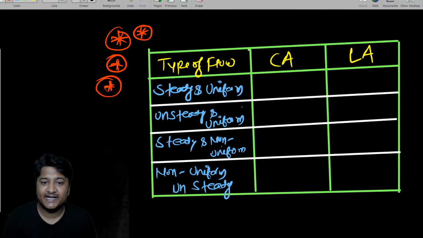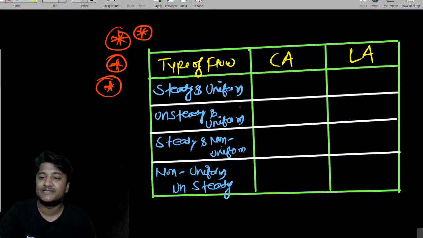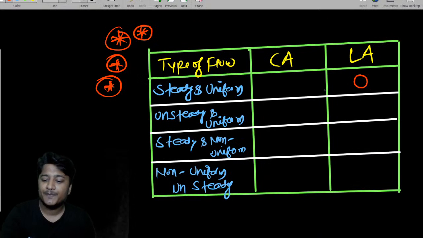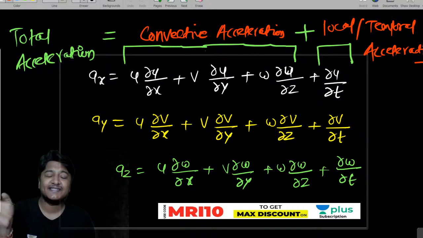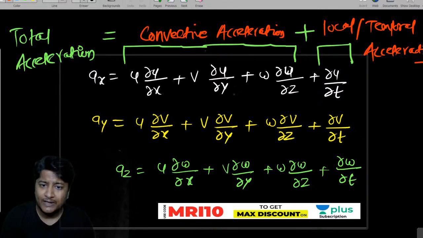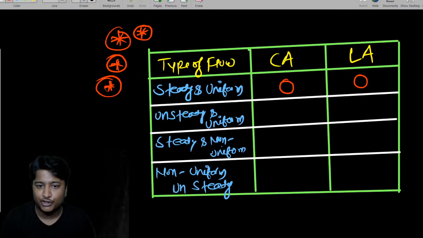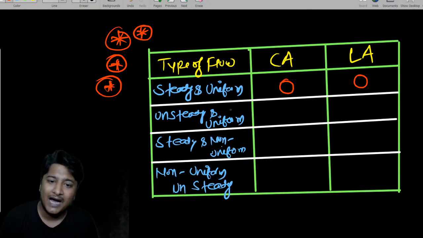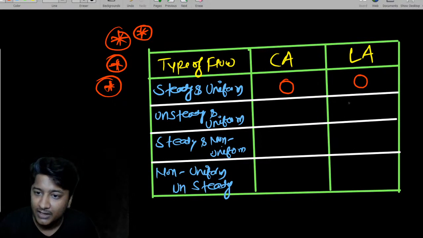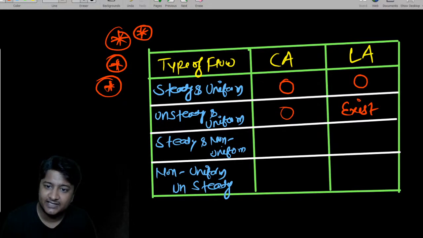स्टडी में लोकल एक्सेलेरेशन क्या होगा? स्टडी मतलब विथ रेस्पेक्ट टू टाइम, that will be 0, so local acceleration will be 0, very good. कन्वेक्टिव एक्सेलेरेशन, यूनिफॉर्म भी है, that means with respect to space there will be no change. You can see in the convective acceleration either x के रिस्पेक्ट में, either y के रिस्पेक्ट में या z के रिस्पेक्ट में, all are nothing but the space, so in that case that will be also 0. Unsteady and uniform flow, now unsteady, that means local acceleration can be possible, so this will exist. But what about convective acceleration? It will be still 0.